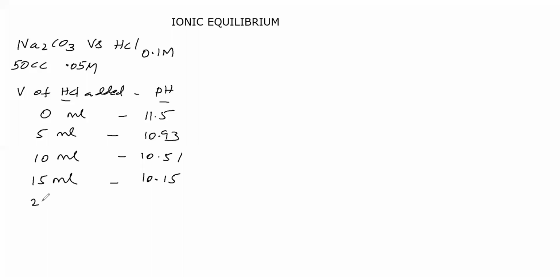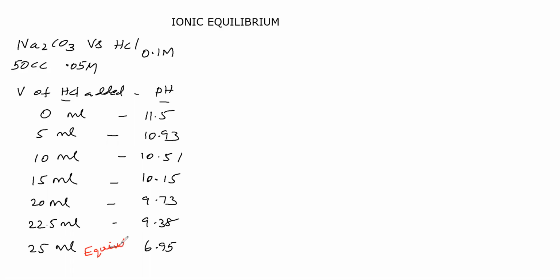HCl added totally 20 ml, pH of solution is 9.73. HCl is added up to 22.5 ml, pH of solution is 9.38. 25 ml added, pH is 6.95. We said this is called the equivalence point.